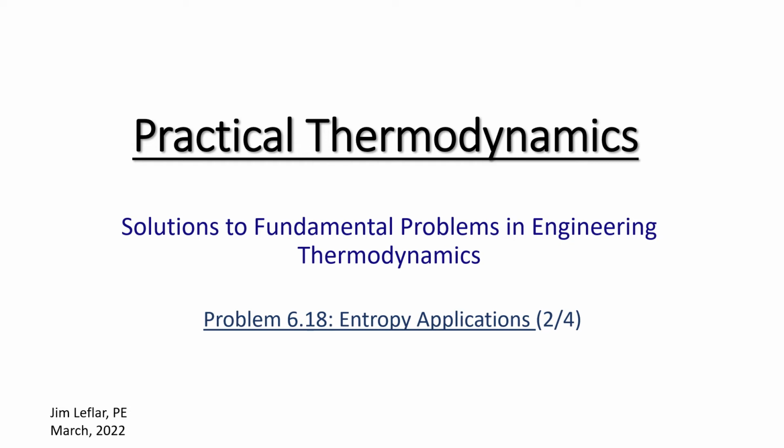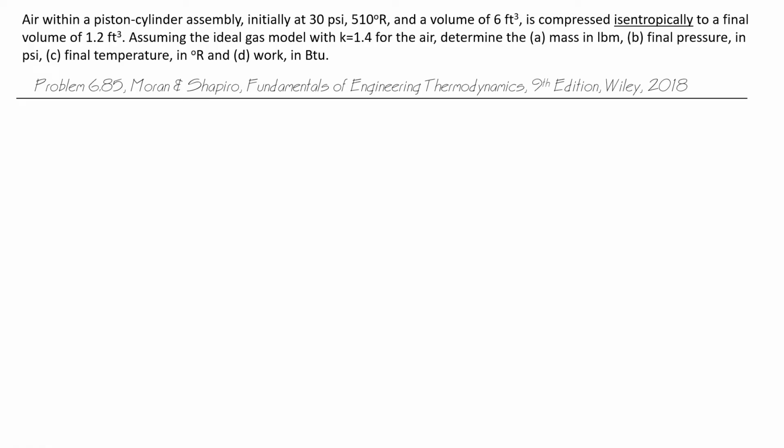Let's solve another problem where we have to use our knowledge of entropy principles in order to find common properties of a process. Air within a piston cylinder assembly, initially at 30 psi and 510 degrees R, having a volume of 6 cubic feet, is compressed isentropically to a final volume of 1.2 cubic feet.